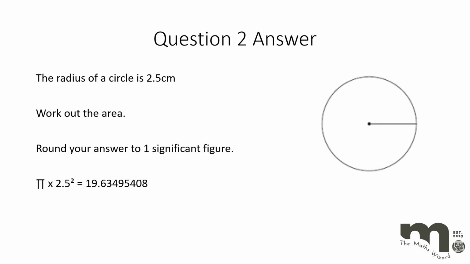Your first significant figure on this number 19 is this number 1 here. Your second significant figure is this 9. Because that's a 9, this will round up to a 2 and we'll get 20 centimeters squared for this one.